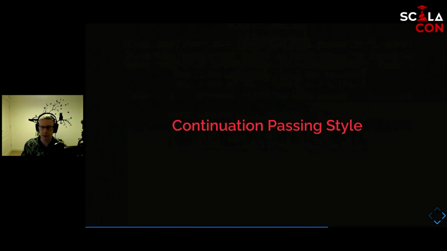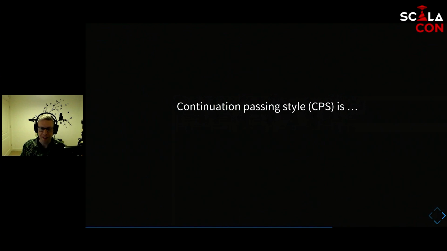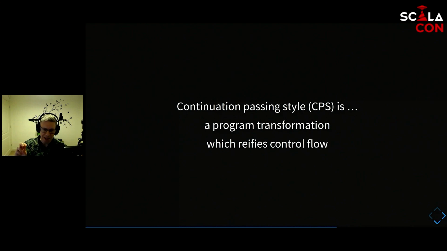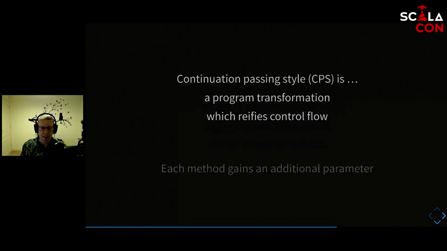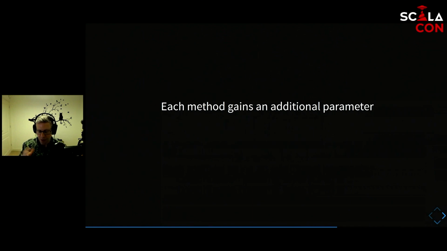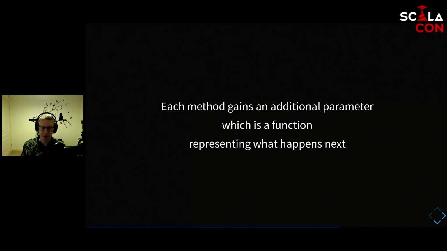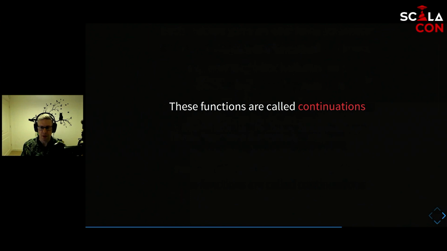So let's talk about continuation passing style. Continuation passing style is a program transformation that allows us to reify, one of my favorite words, the control flow. And if you remember, reification means making something abstract concrete. In this case, it's making the control flow into something that's actually represented as a value in our program. The way that works is that each method gains an additional parameter, and that parameter is a function, and that function represents what happens next. So these functions represent the control flow because they represent the thing that should happen next. You can call this function and make it happen next. These functions go by the name of continuations.